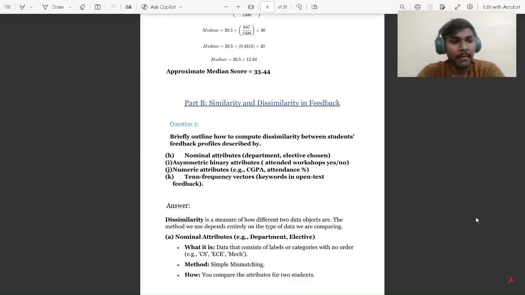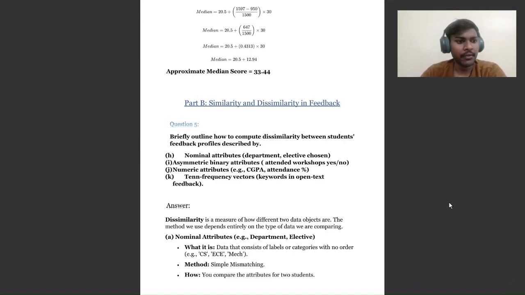Hello everyone. Welcome back to part B of internal assessment 1, similarity and dissimilarity in feedback data. So let's now discuss how to compute dissimilarity between student feedback profiles where the attributes belong to different data types. Each type requires a different method.